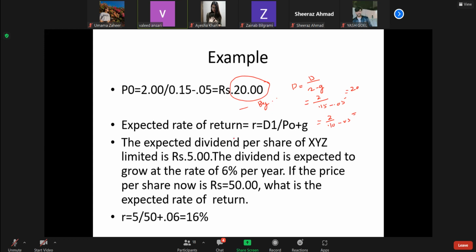The other, for example, if you are asked to find the expected rate, the formula has been just slightly manipulated here. It will simply come out to be D1 divided by P, the price of the stock prevailing in period 0, plus G. So the same has been used. The expected dividend per share of XI is 5. The dividend is expected to grow at 6%, and if the price is now 50 rupees, you are asked to find the expected return. So this is given as 50 rupees, this is 5 rupees, and the growth rate is 0.06. You plug these values, and when you solve it, it will be 16%.